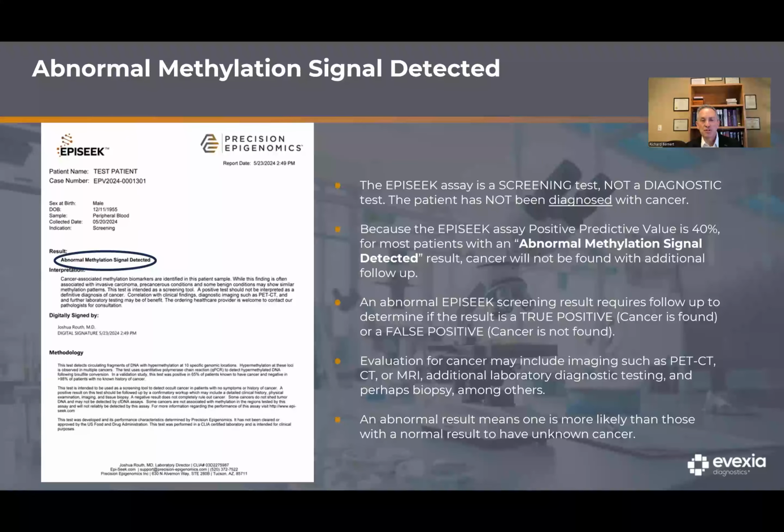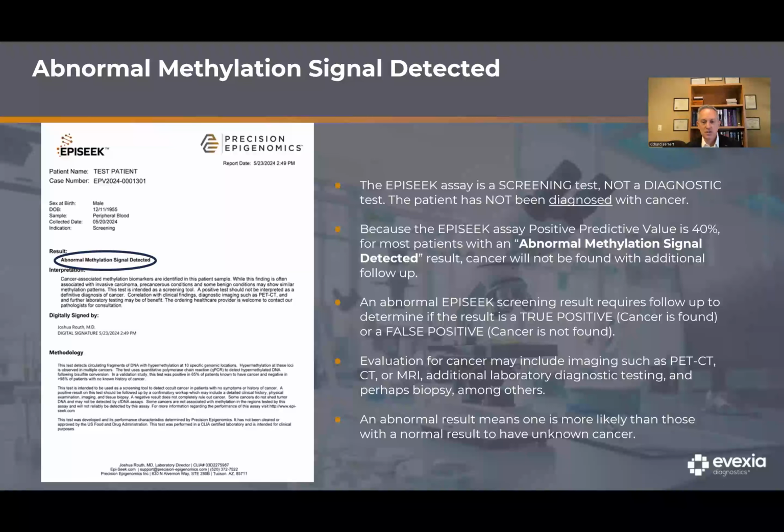So, the abnormal methylation signal detected. To be clear, because of that positive predictive value where only 2 are true positives, we say abnormal methylation signal detected instead of cancer signal detected because the patient is not being diagnosed with cancer. This is a screening test designed to identify folks who are at a higher risk of cancer and worthy of additional attention, looking at them closer. Maybe it's through additional laboratory work, maybe it's more imaging. It could include biopsies.